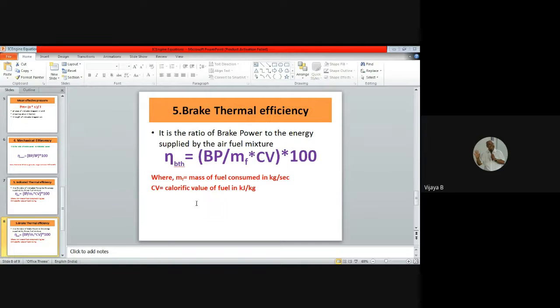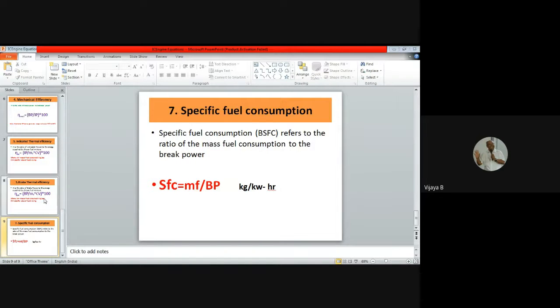And the next equation is specific fuel consumption. Specific fuel consumption refers to the ratio of mass of fuel consumption to the brake power. It indicates how many kg per hour of fuel is consumed to develop 1 kilowatt of power. That is called specific fuel consumption.